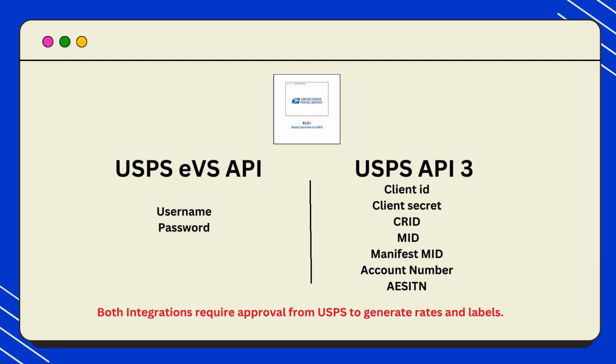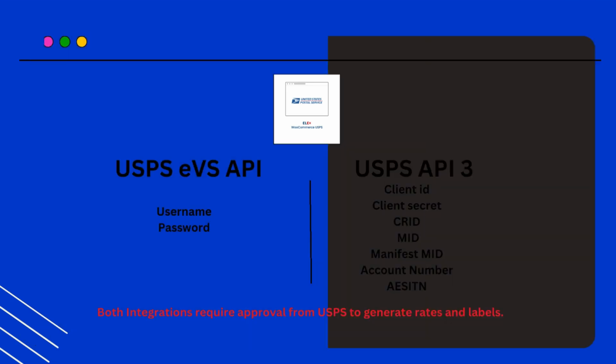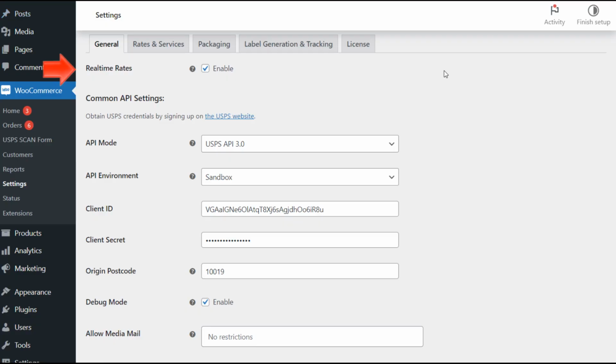Next, let's understand the details of each setting of the plugin. Real-time rates helps you show the rates on the front end. Under API mode, you can select whether you want to use USPS EVS or USPS API 3 integration. API environment helps you to use the API on a live site or in testing mode under sandbox.